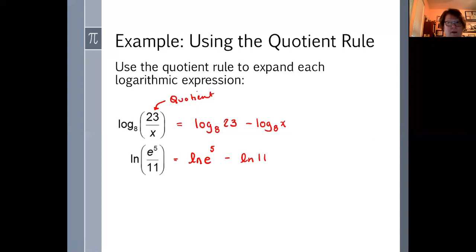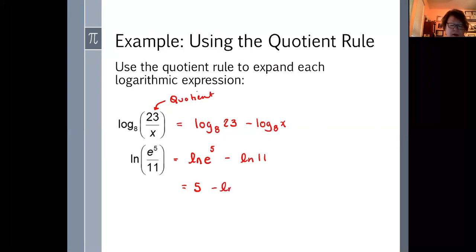Again, what is the logarithm? The logarithm is the exponent that you raise that base to get the value you're taking the logarithm of. So the natural log of e to the 5th is 5, because what are you raising the base e to get e to the 5th? And the answer is 5.